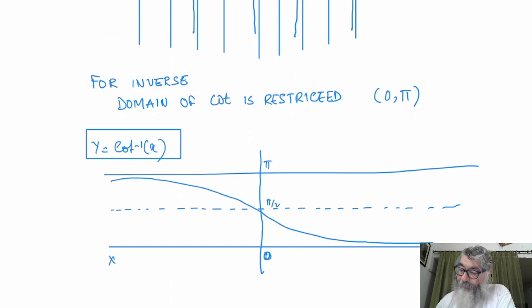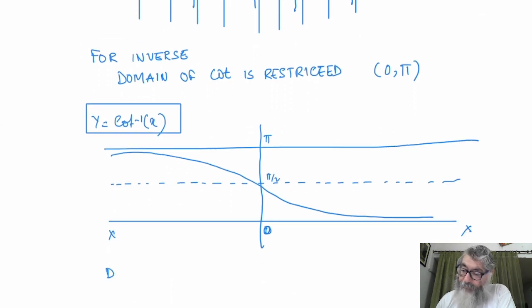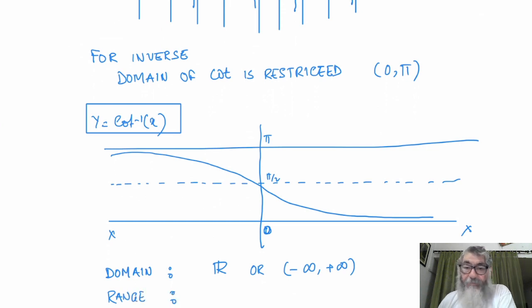Now let us see what the domain is. Again, the domain of this function is exactly the same as for tan inverse x: the set of real numbers, or minus infinity to plus infinity. The range is 0 to pi.